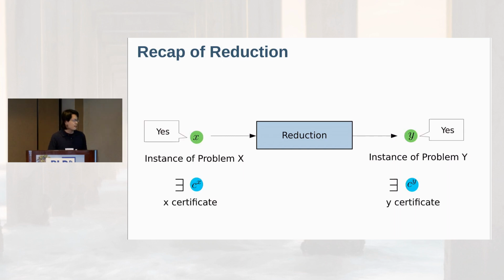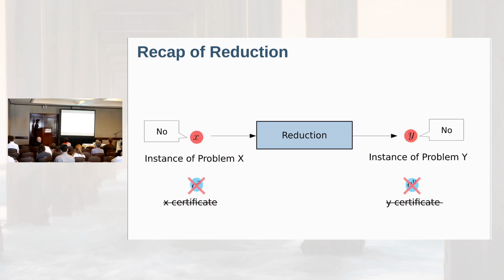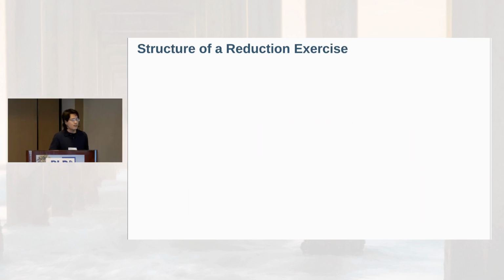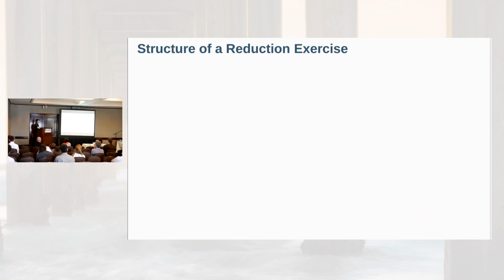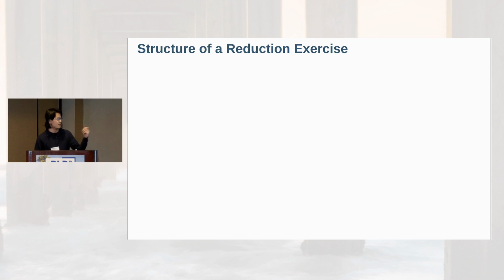So a reduction is basically a function that maps an instance of one problem to that of the other. However, not all functions that map instance to instance are correct reductions. A correct reduction is expected to map yes instances to yes and no instances to no. So now we're on the same page about NP problems and reductions.